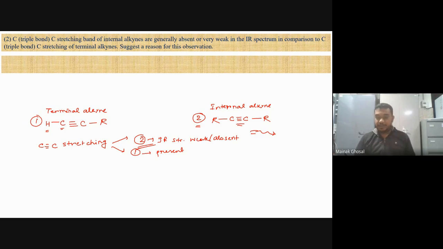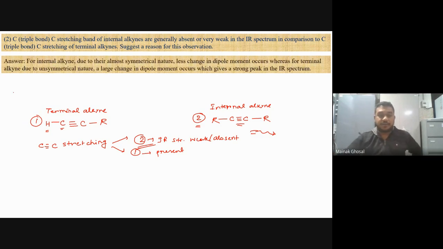This is much more symmetric. So this is the answer: for internal alkyne, due to almost symmetrical nature, the dipole moment change is very small. But for the terminal alkyne, the dipole moment change is very high, because the symmetry is broken. If these two groups are different, R and R prime, what will we see? The difference in the groups will matter. So the internal alkyne has a much more symmetrical nature, and the dipole moment change will be less.